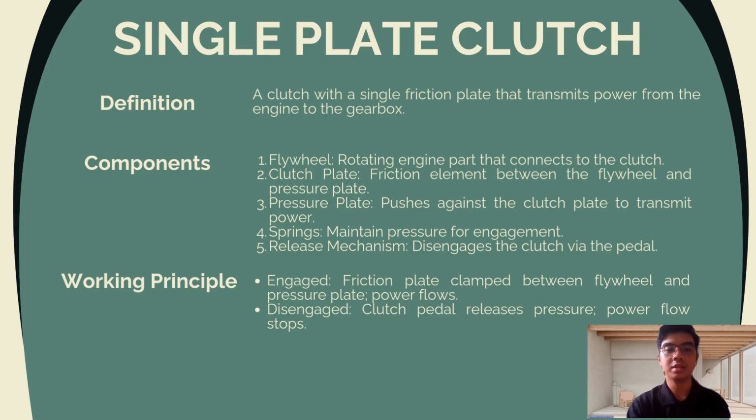Third is the components of a single plate clutch. The first one is the flywheel connected to the engine; it provides the rotating surface. Number two is the clutch plate made of friction material; it transmits power by engaging with the flywheel and also the pressure plate. The pressure plate presses the clutch plate for power transmission. Next is a spring, which maintains engagement pressure. And next is a release mechanism that allows disengagement when the clutch pedal is pressed.